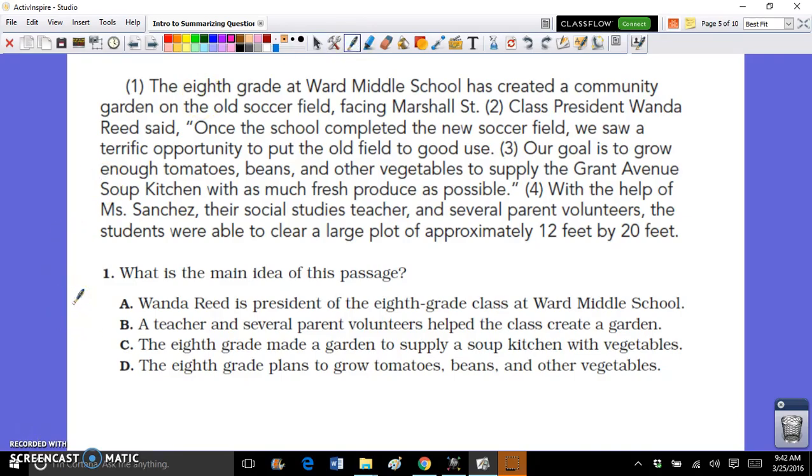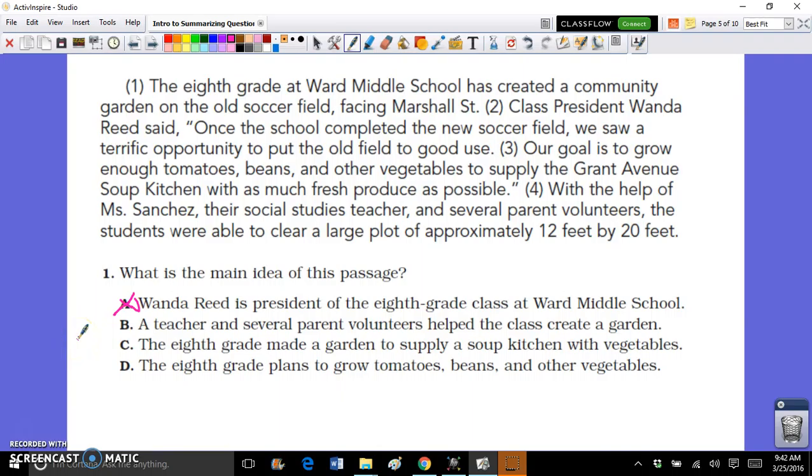All right, so I'm going to use my Goldilocks logic to eliminate some of these statements. For example, Wanda Reed is president of the 8th grade class at Ward Middle School. That is way too specific. That's like saying the pyramids are 4,000 years old. That is just a detail. That's not what the whole passage was about. It wasn't all about Wanda being president.